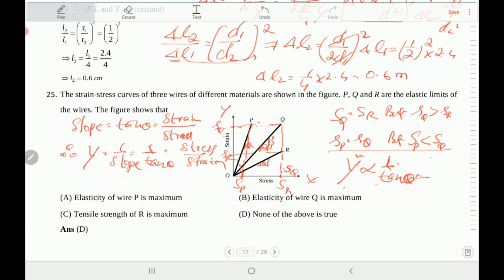minimum. But look at the options. Option A says elasticity of wire P is, elasticity implies what? Young's modulus. You must remember that. Elasticity means Young's modulus; if the modulus of elasticity is more, it is more elastic. So they say Young's modulus of P is maximum, but it is wrong. Why? The angle made by curve P is maximum. Angle maximum, Y minimum. In fact, Y is minimum, not maximum. So the option is wrong. Look at option B. Elasticity of wire Q is maximum.